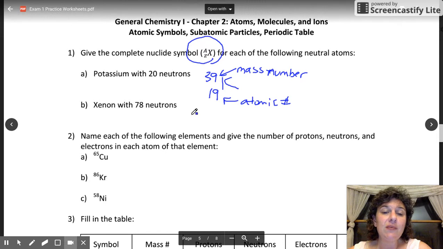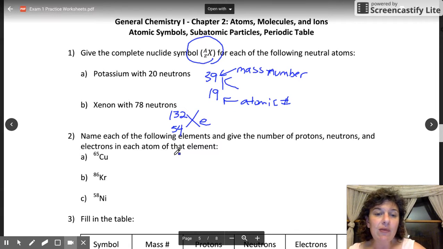All right, so xenon with 78 neutrons. Xenon is Xe. If we look at the periodic table, we can see that it has 54 protons. 54 plus our 78 neutrons is 132. So that's what our nuclide symbol looks like for that atom.